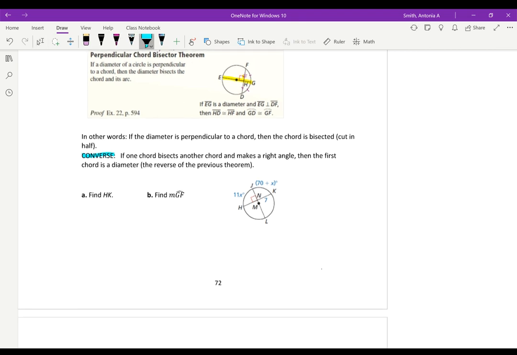The first thing it wants us to do is find HK. So it wants us to find the length of this chord. Remember, if the diameter and this chord make a right angle, then this chord is cut into two equal pieces. Since this piece over here is 7, that means that piece over there is 7. So this whole piece is 14.